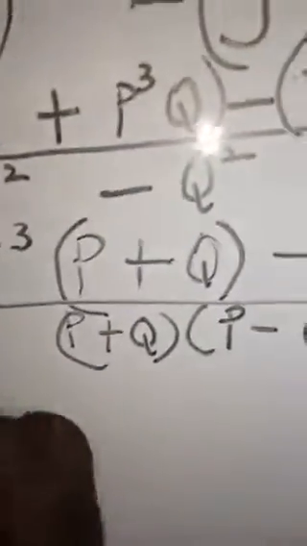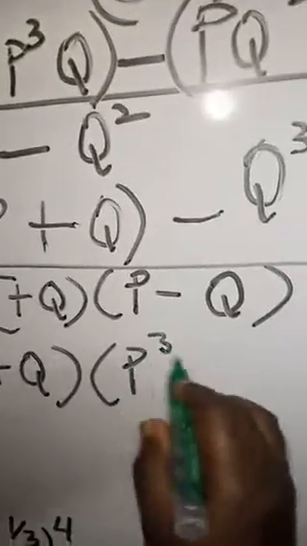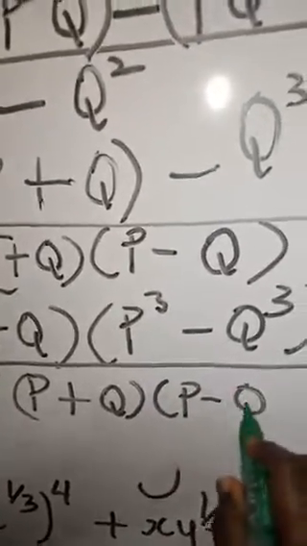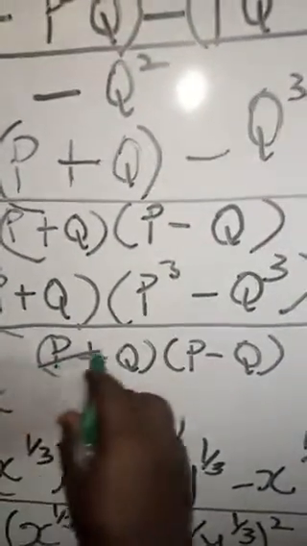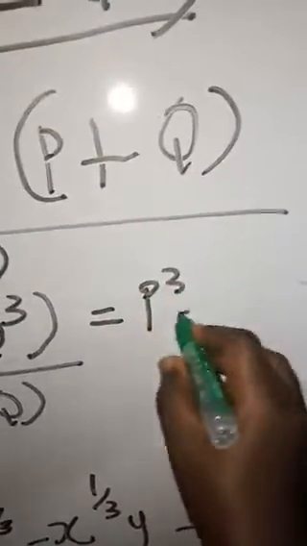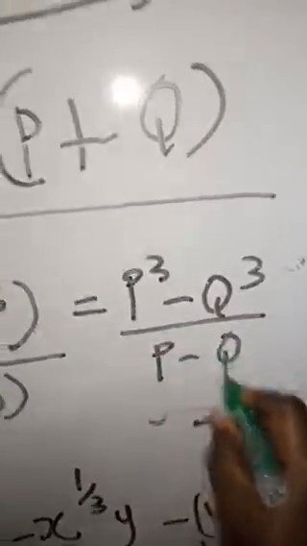Then up here, p plus q is common. So we combine p cube minus q cube all over p plus q, p minus q. From here, p plus q cancels p plus q, and then we are left with p cube minus q cube all over p minus q.